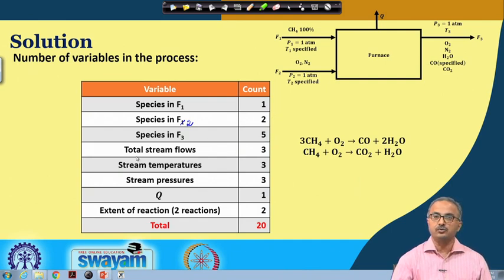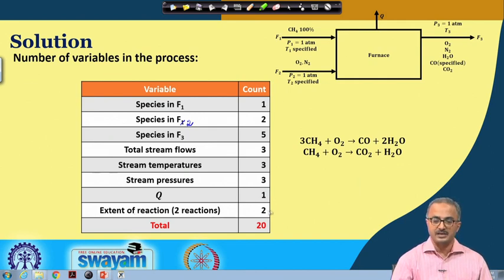And next we come to the total stream flows. Now here we have 3 streams, F1, F2 and F3. So these are the 3 variables. And then we have stream temperatures. Associated with each stream there will be one temperature. So we have 3 streams, so we have 3 temperatures. And then stream pressure. So we have 1, 2, 3 streams, so we have the stream pressures. And then the Q, that is the amount of heat that is going out of the system, that is one.